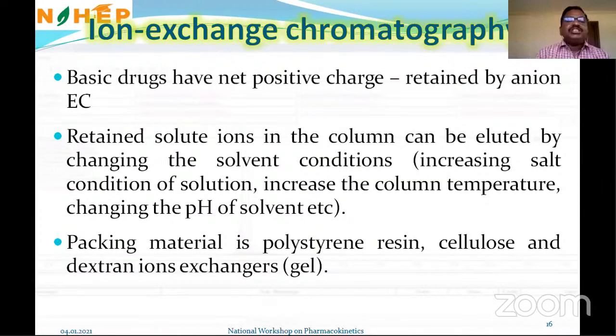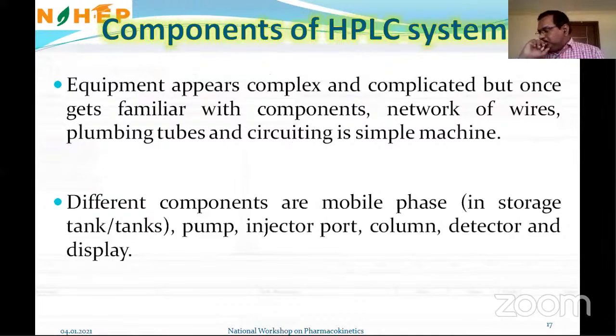So this ionization will have an effect on the retention time. Here in ion exchange chromatography, the packing materials are polystyrene resin, cellulose, and dextran ion exchangers. These are the commonly used packing materials in ion exchange chromatography. Then, coming to the components of the HPLC system.